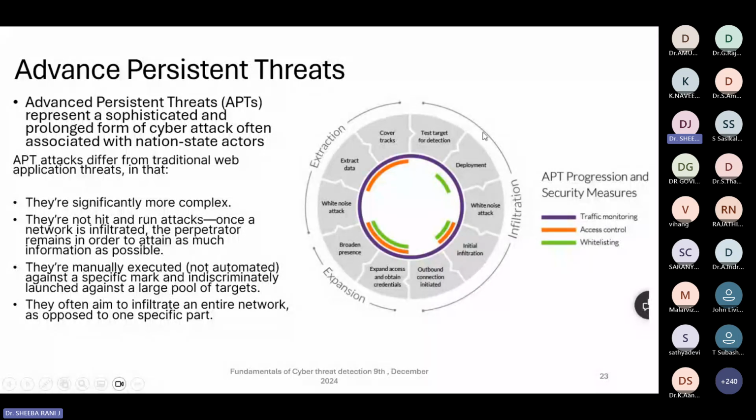This is put in this slide, in the diagram. They are significantly more complex. They are not hit and run attacks. First the network is infiltrated, the initial infiltration. Slowly they will give some poison like that, and then they will attack. White noise normally means noise at all frequencies, everywhere.